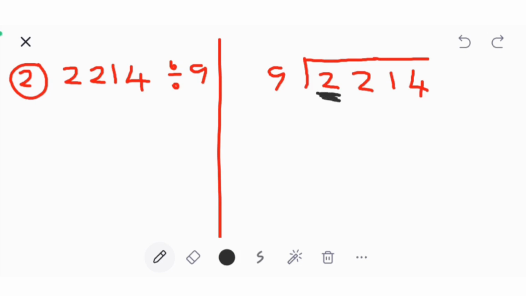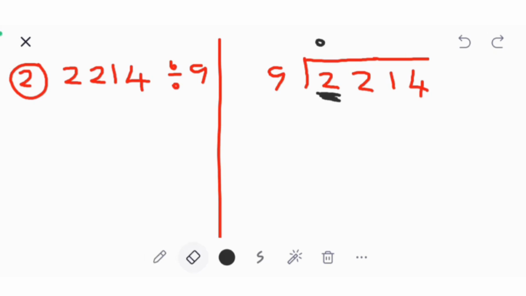Can 9 go into 2? It's not possible because 2 is smaller than 9. Because it's not possible, write 0 at the top. That 0 shows that it wasn't possible.